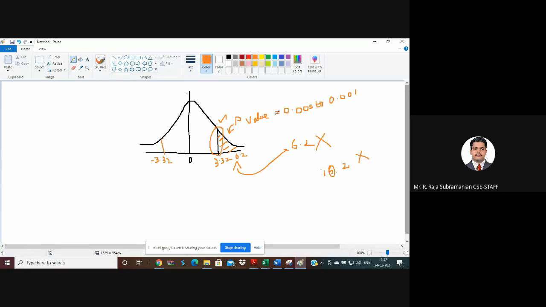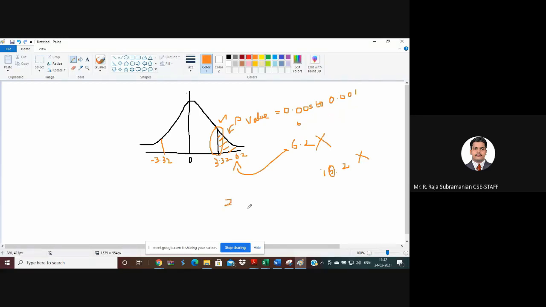And if it becomes two-tailed, what will be the thing? It should be multiplied by 2. So what will be the probability? This into 2, 0.012. What is over here? What is over here? 0.002.